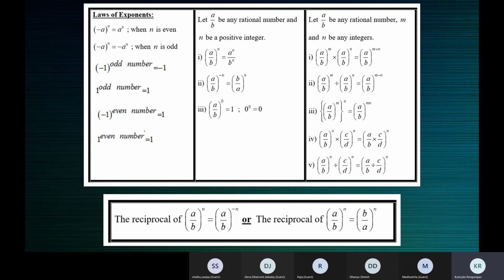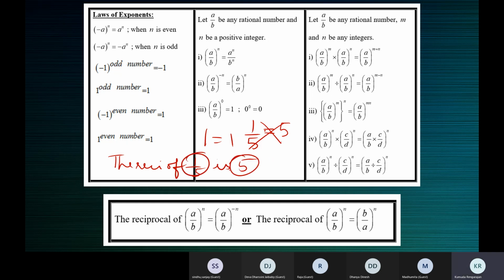Like, what is the reciprocal? Reciprocals are not equal, only in the case of 1. See, the reciprocal of 1 is 1. Otherwise, the reciprocal of 1 by 5, you cannot write 1 by 5 is equal to 5. 1 by 5 is not equal to 5. You should write the reciprocal. The reciprocal of 1 by 5 is 5. They're different. Their values are not the same.